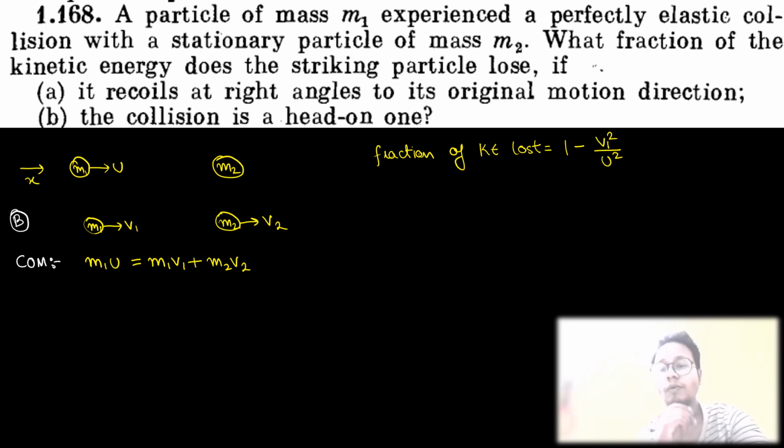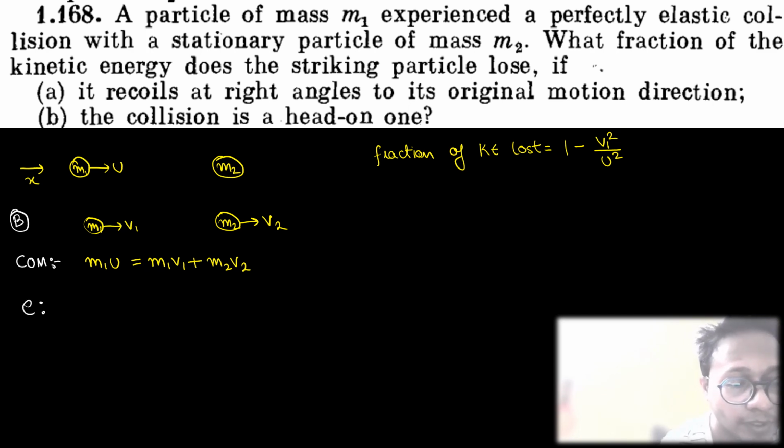Whenever there is collision, you can use three equations. One is conservation of momentum, you can use for all types of collision. Second one is conservation of kinetic energy, that can only be used for elastic collision. And the third one is coefficient of restitution. Coefficient of restitution for elastic collision is 1. What is coefficient of restitution? Velocity of separation.